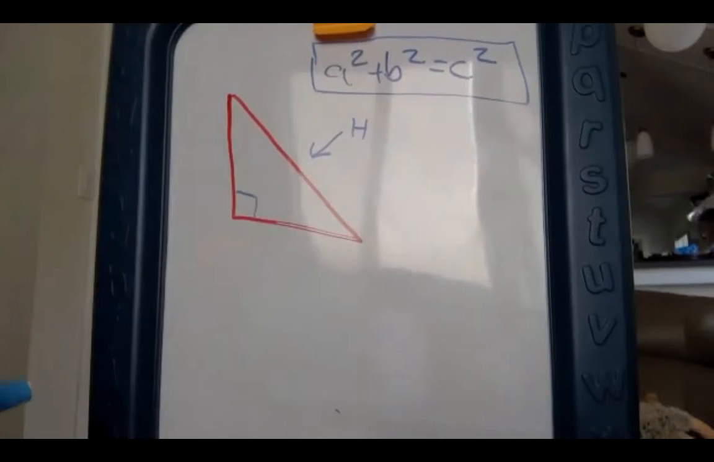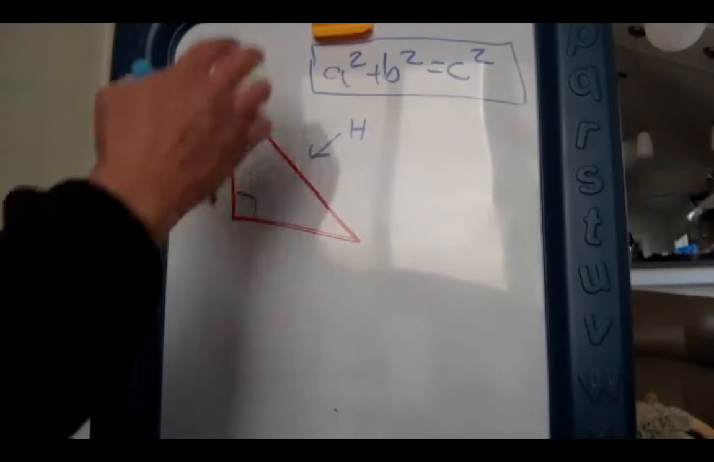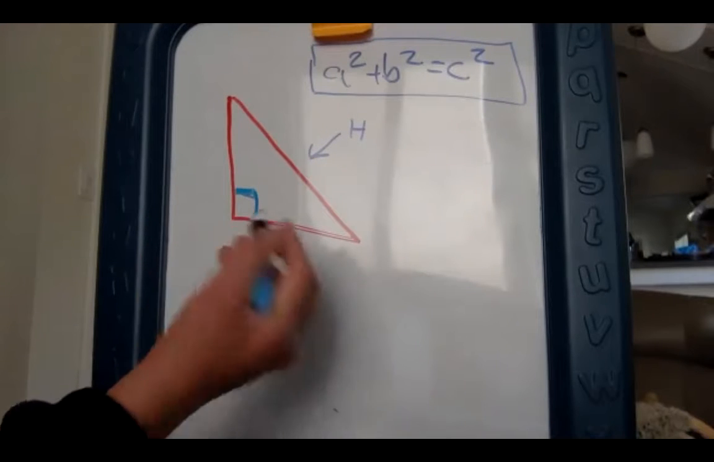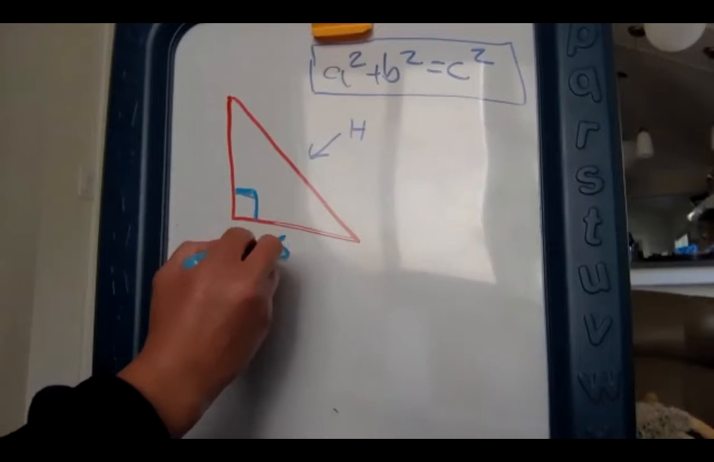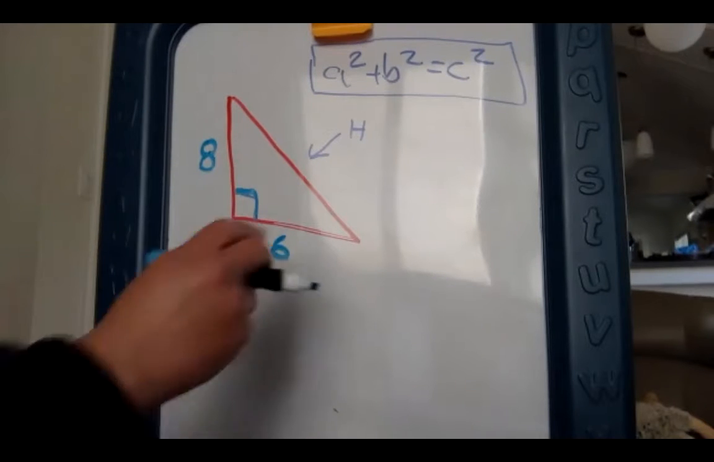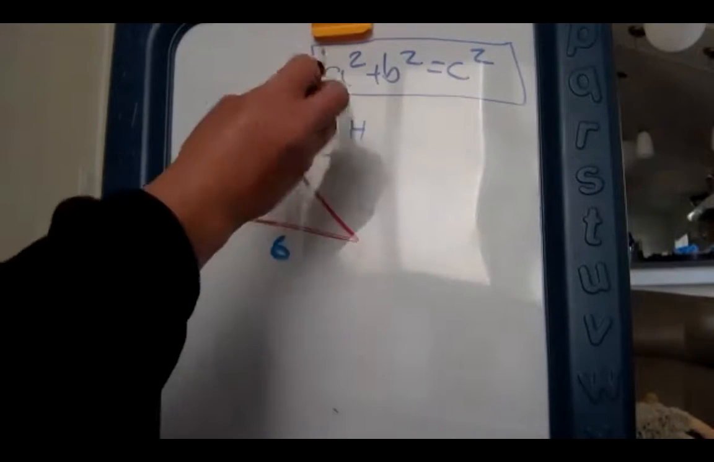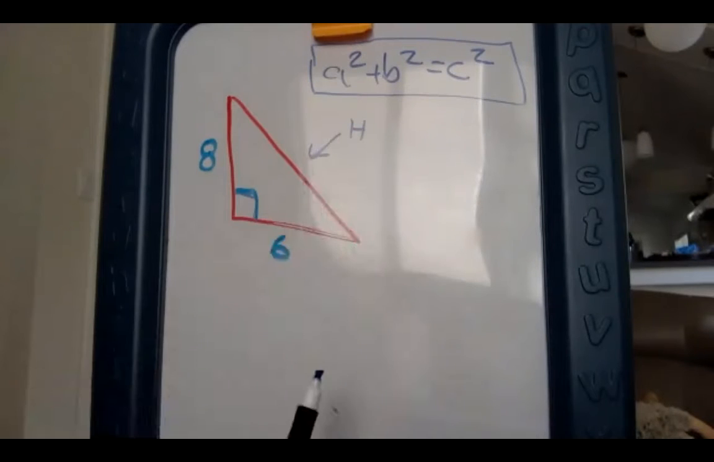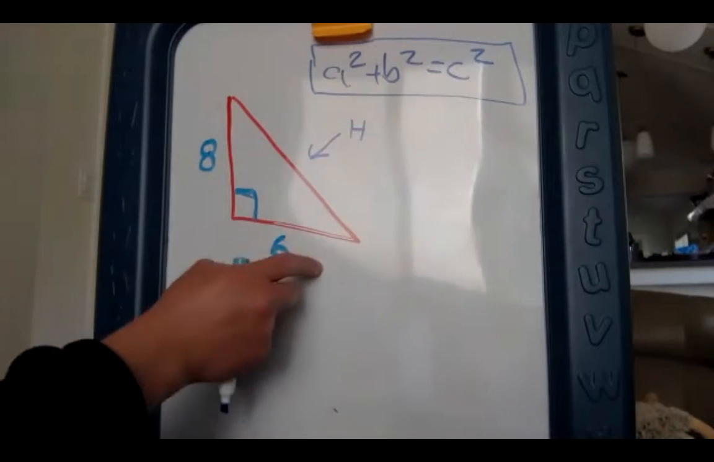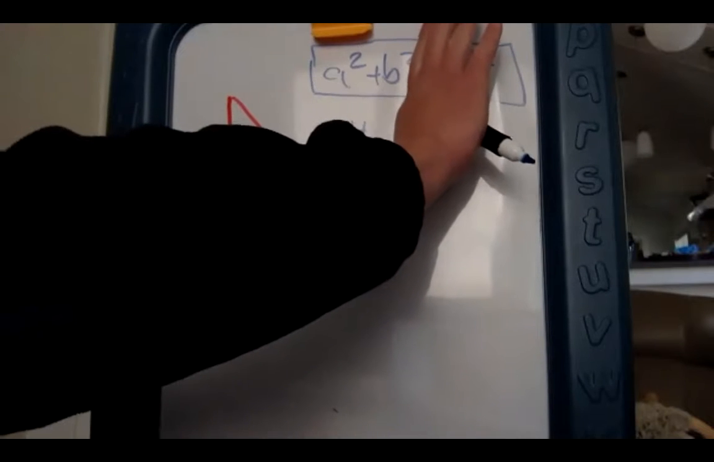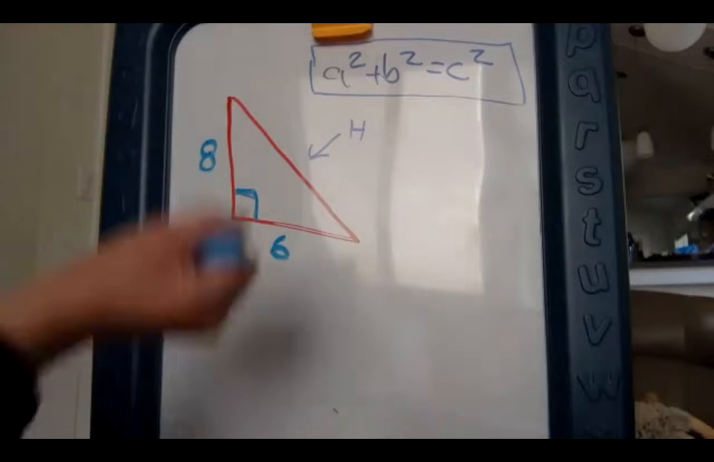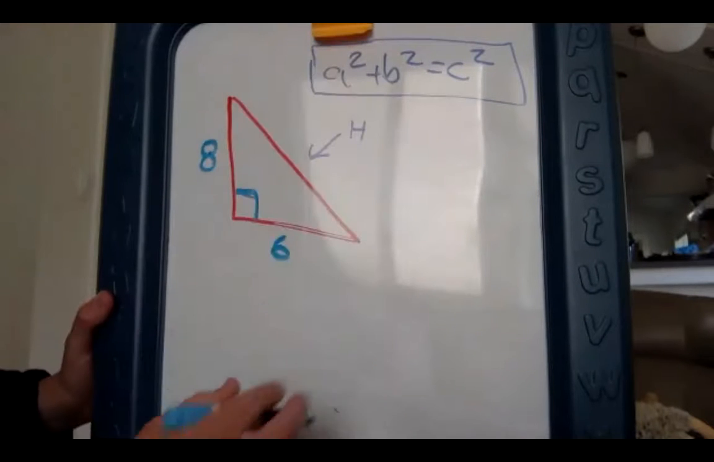Okay. All right. So here's how this works. So let's say we're given this right triangle. We know it's a right triangle. And we are given that this side length is 6 and this side length is 8. So when you're doing this, it doesn't matter which one is A and which one is B. The only one that really matters is C, because A and B are interchangeable. If you do 8 squared plus 6 squared, it's the same thing as doing 6 squared plus 8 squared. Just make sure your hypotenuse is going to be the C.